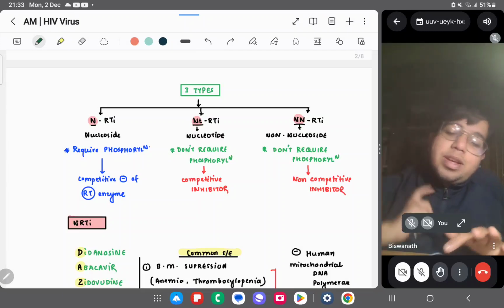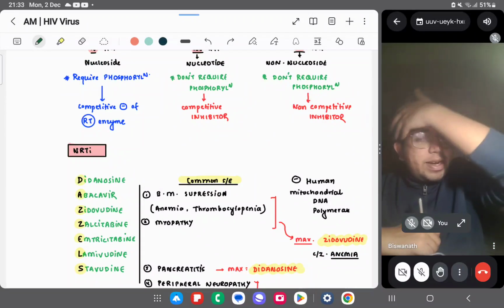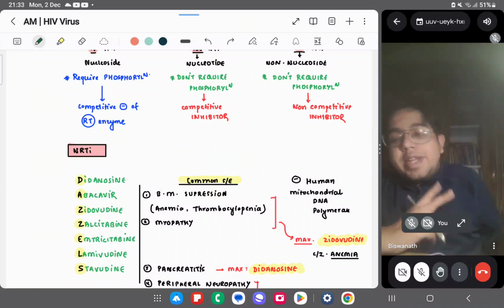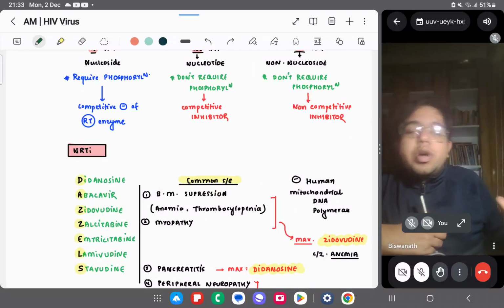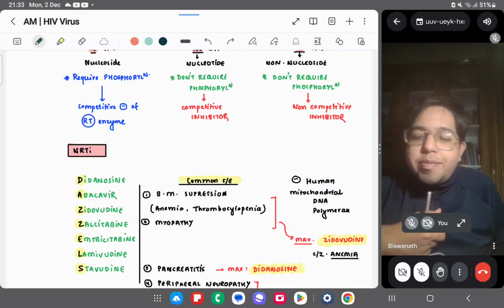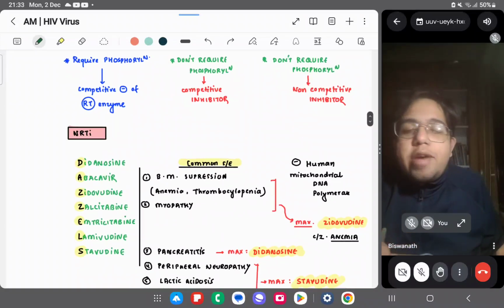Okay. We have to remember the examples as well. Pharma is all about drugs, right? Whenever there is a logic, I am telling you, and whenever there is no logic, then you have to remember. Okay. I will make it easy.